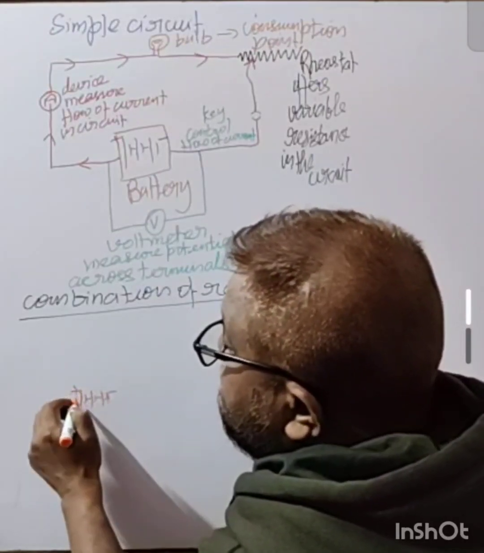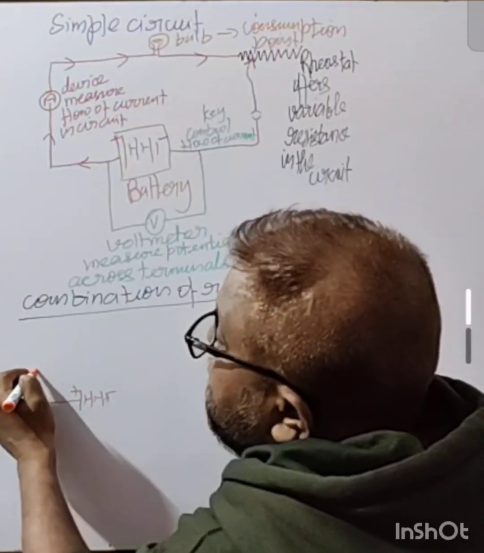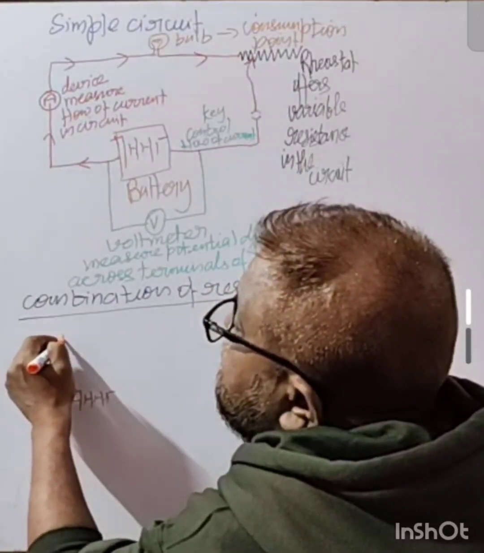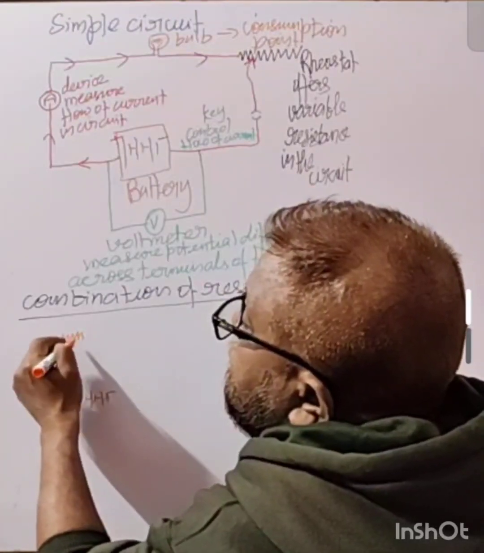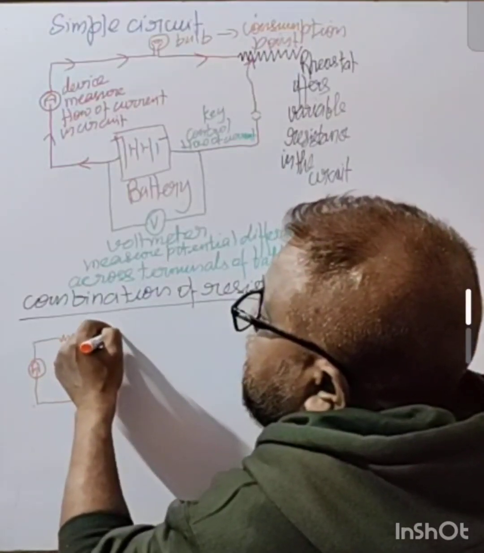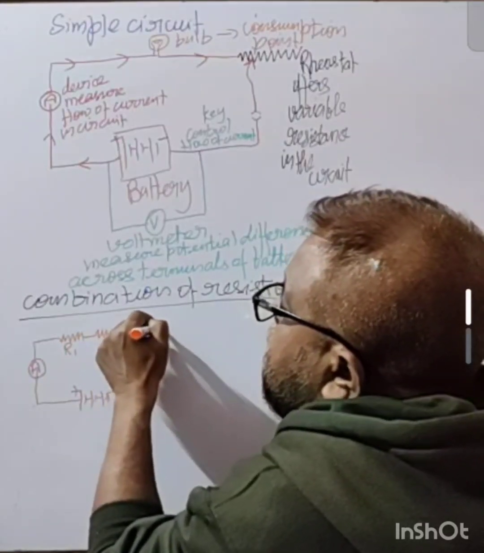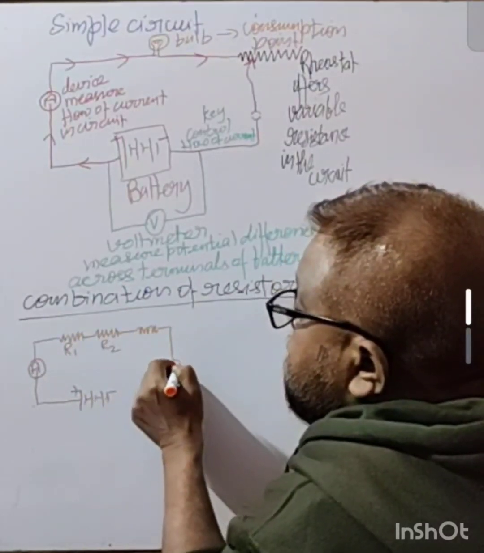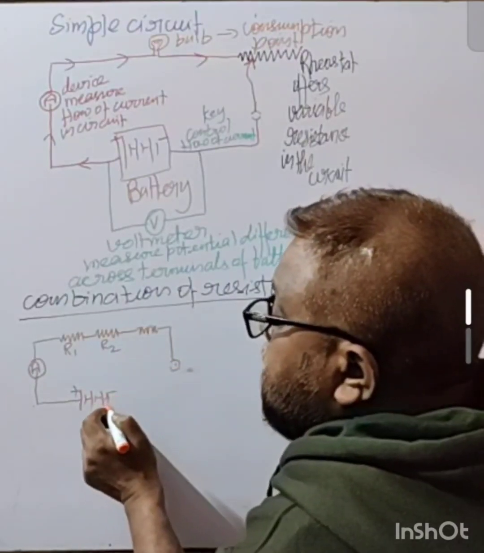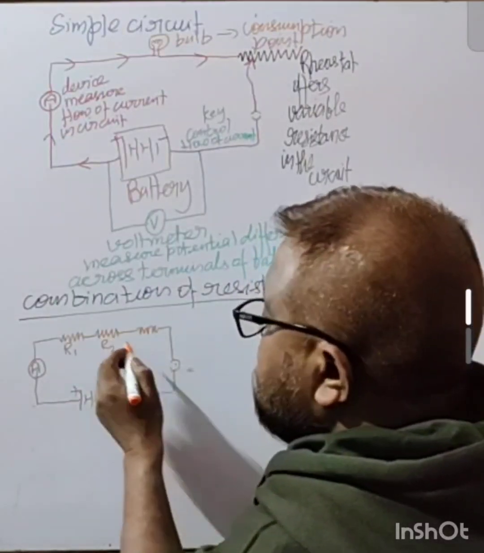This is positive, this is negative, this is ammeter. There are resistors. This is resistor 1. Then we have resistor 2. Then we have resistor 3. There is a key in the circuit, and this is attached like this. This is R3.